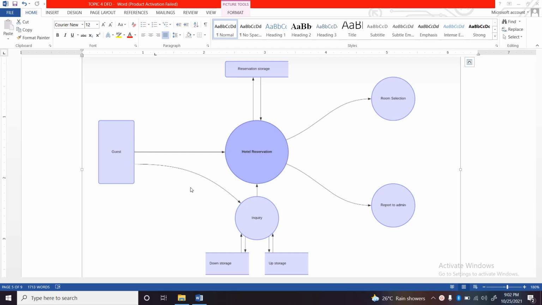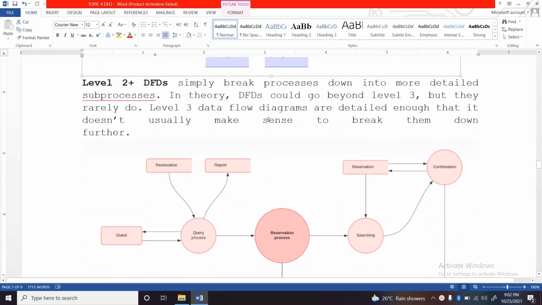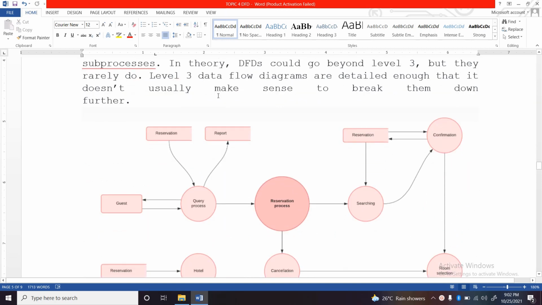Although it is not that detailed, the detailing is better than the level 0, because level 0 is very broad. But here, the process that was given is also broken down into sub-processes. Okay, so that is for level 1. And then we also have level 2 DFD. Under level 2 DFD, it breaks down processes into more detailed sub-processes. So as the level increases, more details are added to our data flow diagram.